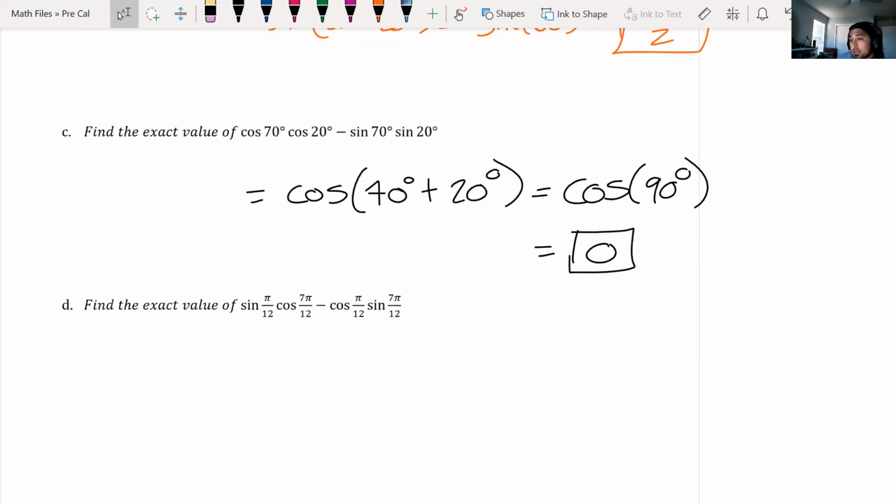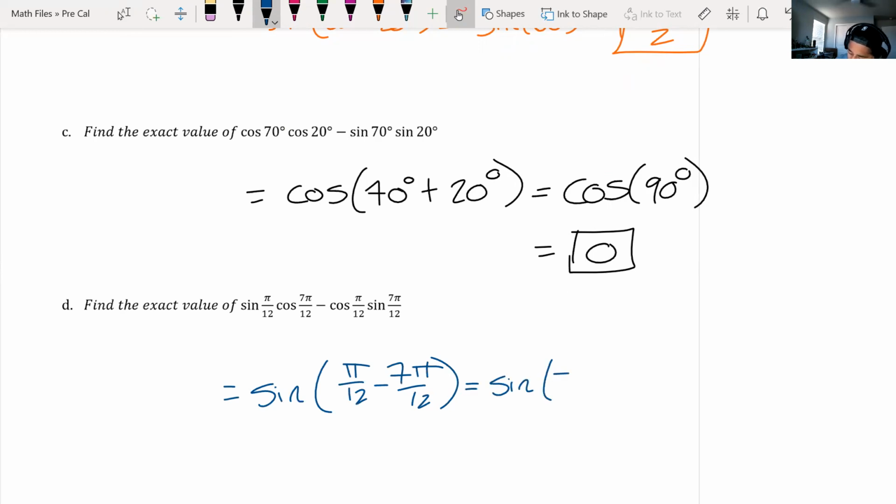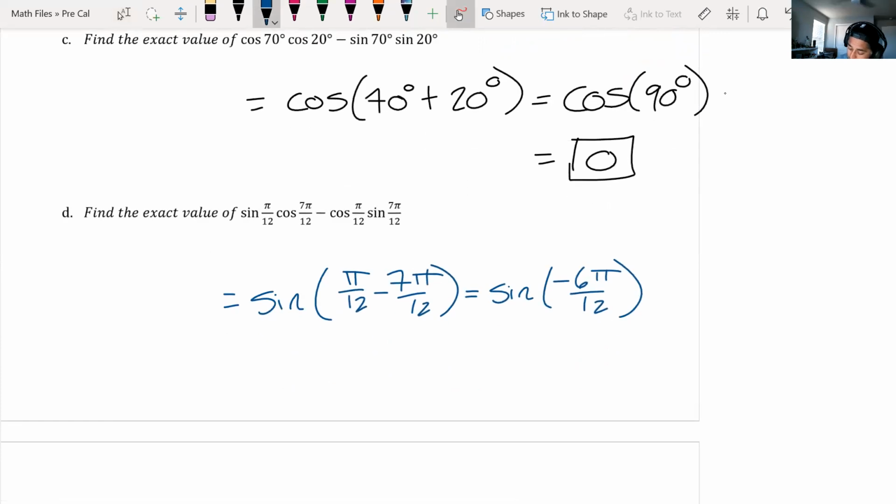And D, sine of pi over 12 times the cosine of 7 pi over 12 minus the cosine of pi over 12 times the sine of pi over 12. This looks like the sum or difference formula for sine. Difference. So you'd get sine of pi over 12 minus 7 pi over 12, and you'd get the sine of negative 6 pi over 12, which reduces to what? Negative pi over 2. So you'd get the sine of negative pi over 2.